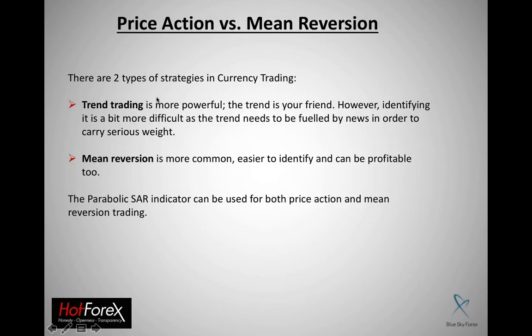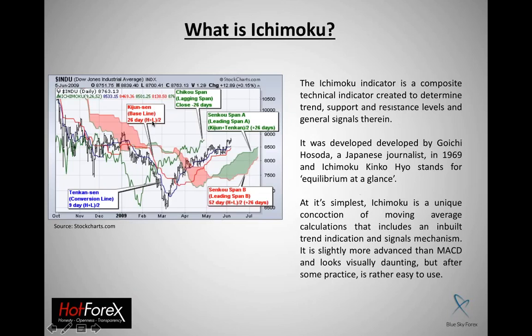Now, there are two types of currency trading, trend trading and mean reversion trading. Trending is where you're actually trading the direction of the market, where the liquidity is, and mean reversion is where you're trading against the market or where you expect there's going to be a small bounce, what is known as a retracement.